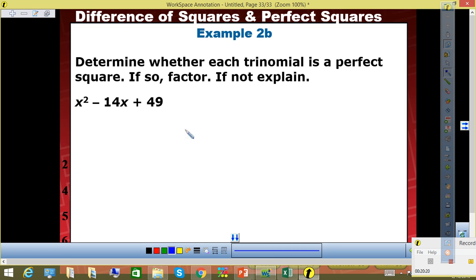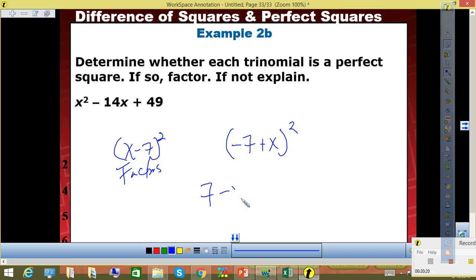Caitlin, what'd you get? X minus 7 squared. And these are my factors. Hands up if you got that. Now, Dylan said, can we write it like this? Isn't this the same thing? How about like this? No, this is not the same. This is the same. Everybody see that? All right.